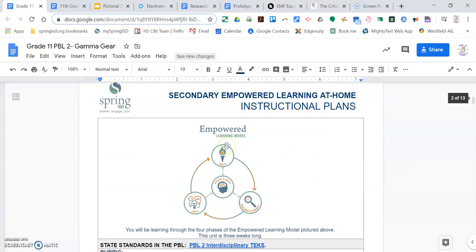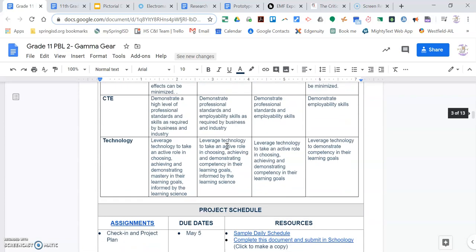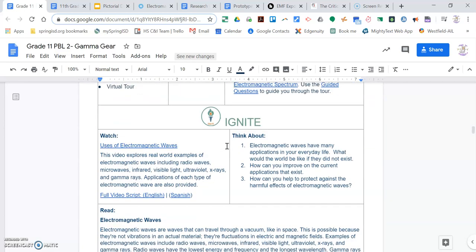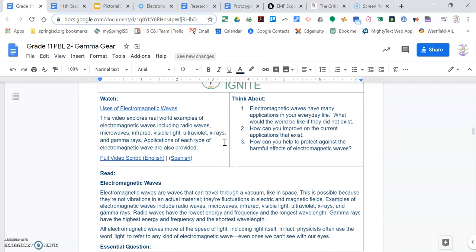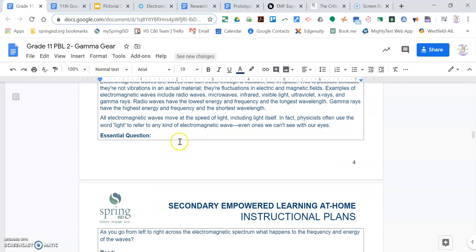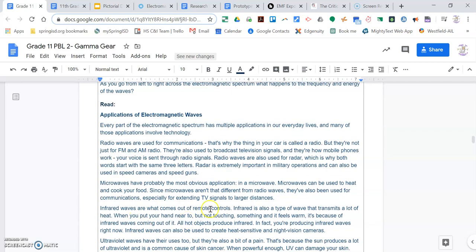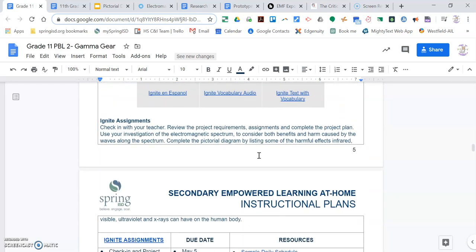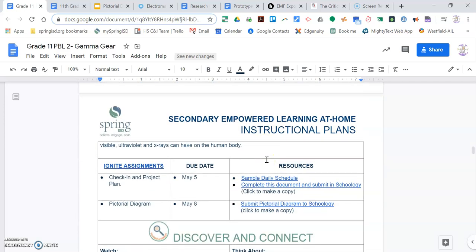Let's go through the Ignite, Discover, Connect, and Apply sections, looking at how that will all come about. With Ignite, they're going to start by looking at uses of electromagnetic waves. There are lots of uses of them, even though we can only see one section, and that's visible light. The kids will read a little bit about electromagnetic waves. They'll learn about applications, how they're used on Earth, how we use these different rays to help us, hurt us, things like that.